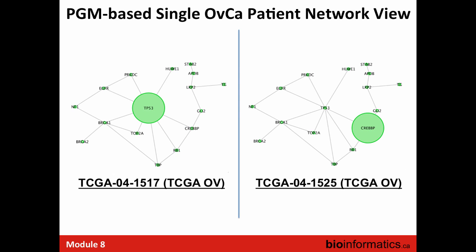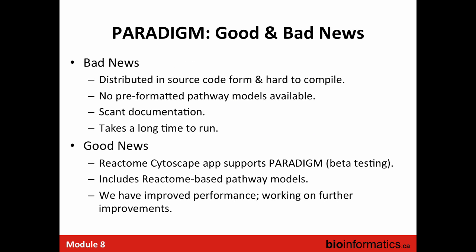Another way of looking at this, and this is just a different data set, is the analysis of ovarian cancer data sets. Here, using the Reactome FI network, based on Paradigm analysis and the ovarian cancer mutation data, we found network modules built around TP53 signaling, which could be used to distinguish between different ovarian cancer patients. So there are different driver mutations in these patients that could be contributing to different outcomes within the same pathway.